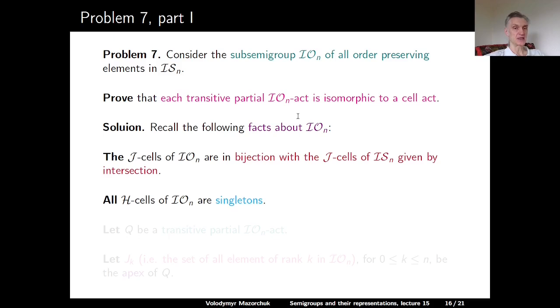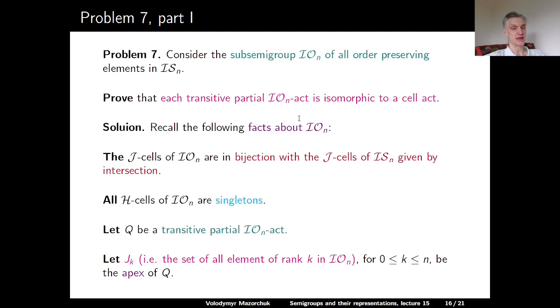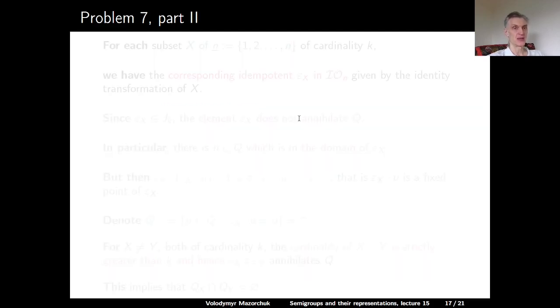Then all H cells of I_n are singletons. So let Q be a transitive partial I_n act. Then it has an apex, so let J_k be the apex of this act, Q. So J_k is the set of all elements of rank k in I_n. Here k is some number between 0 and n.